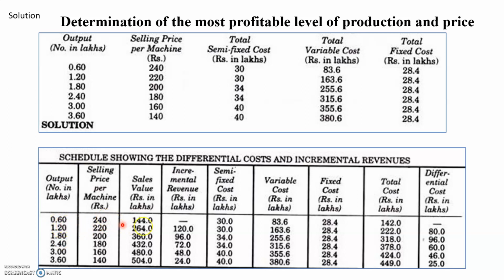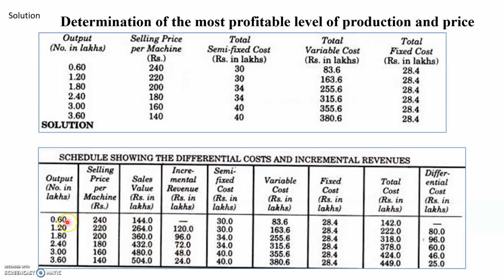60.60 into 240, so 1,44,000 rupees is the total revenue. If their production is 1,20,000, the total revenue will be 2,64,000. All these are in lakhs. So the next column is incremental revenue.